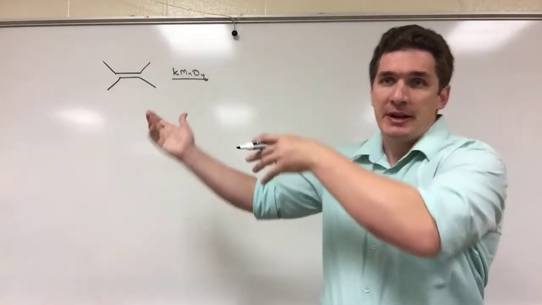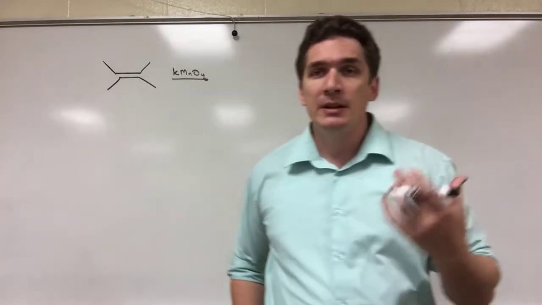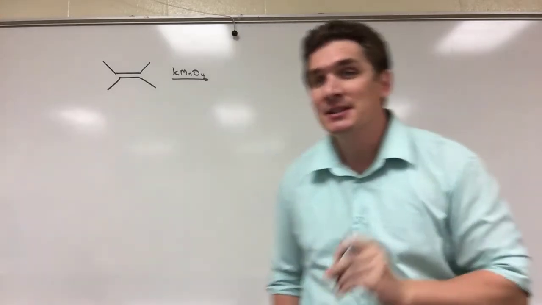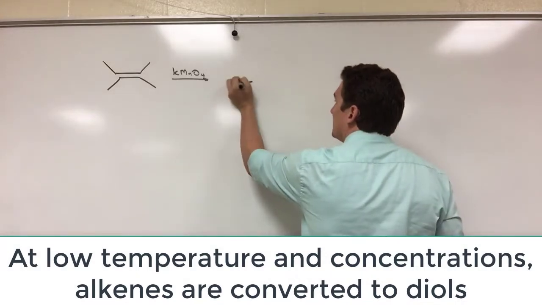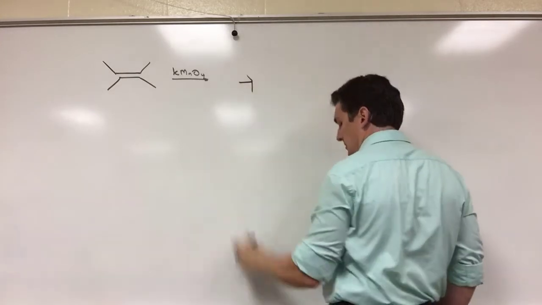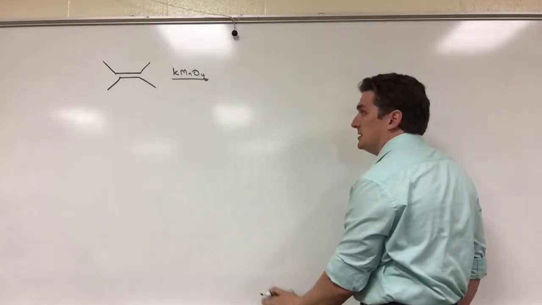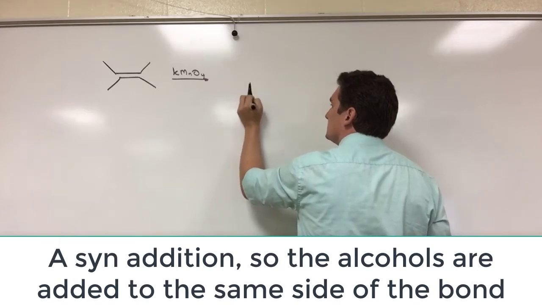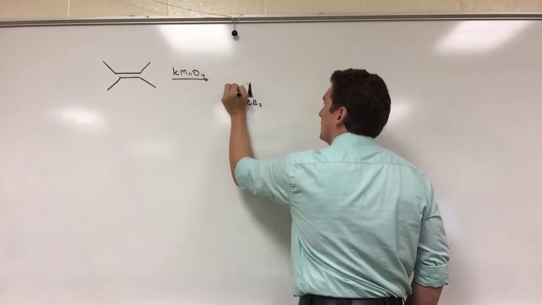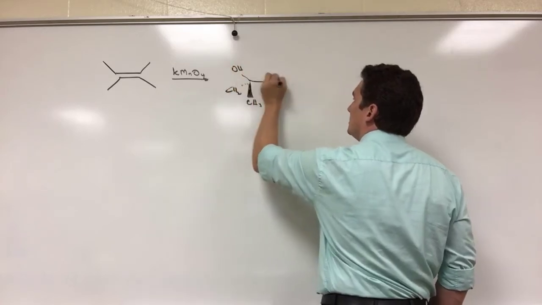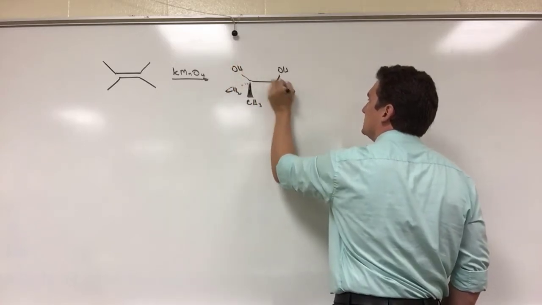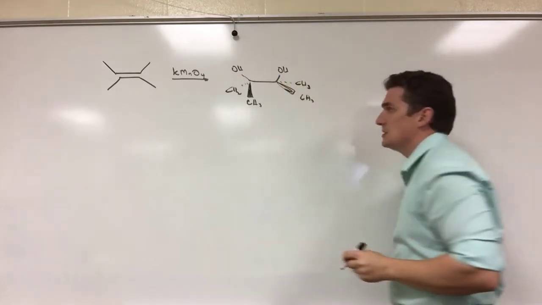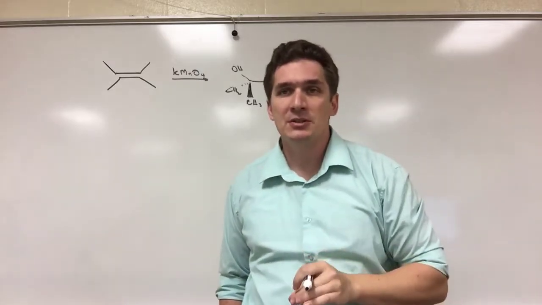What they do present is the reaction of potassium permanganate with an alkene, and what it will do at low temperatures and low concentration, which the book did not bother to specify, is that it will form a diol. Now, this addition of the diol is a syn addition. So if we do end up forming stereocenters, our alcohols here are going to be on the same side, added to the same side of the bond. So, potassium permanganate, low temperature, low concentration will give you the diol.